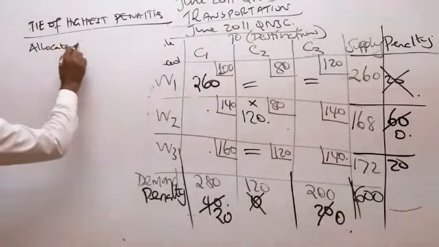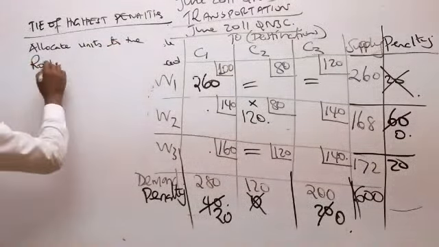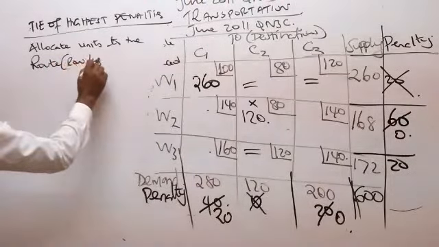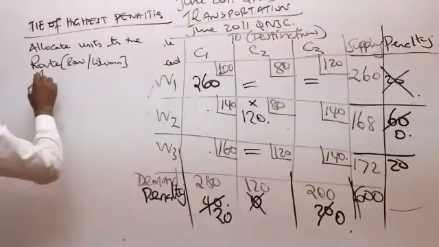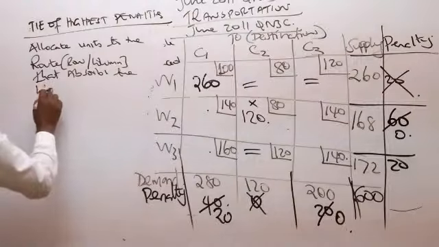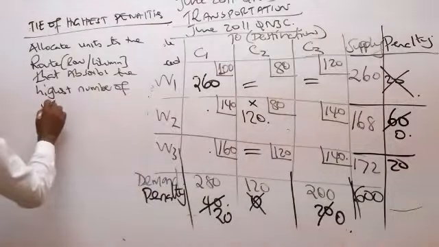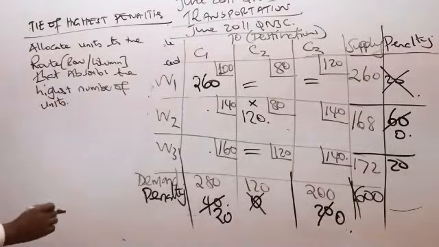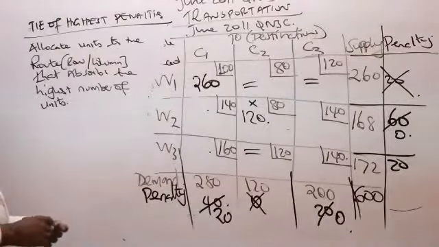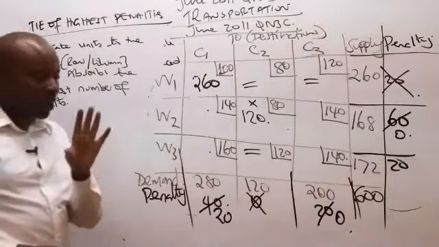Whenever there is a tie, allocate units to the root, that is, the row or column that absorbs the highest number of units. Now listen, my good students, listen.